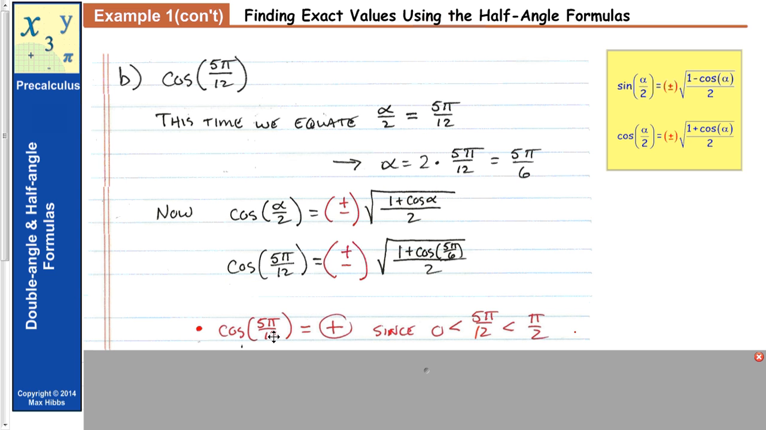5 pi over 12 is an angle between 0 and pi over 2. How do I know? Well, this is the same as 5 over 12 times pi. And 5 over 12 is smaller than 1/2, isn't it? So 5 pi over 12 is smaller than pi over 2, and that's really the issue. And of course, it's bigger than 0. And so this angle 5 pi over 12 lies in the first quadrant, and the cosine of any first quadrant angle is positive.